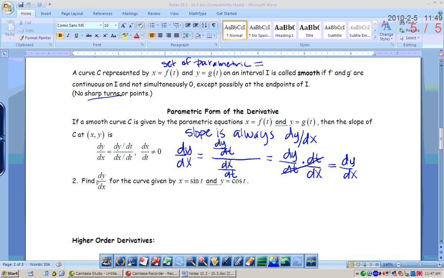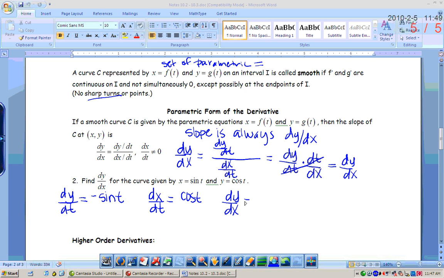So find dy/dx for the curve given by x equals sine t and y equals cosine t. So we're basically trying to find a formula for the slope of those parametric equations. So dy/dx is going to be with respect to t. So dy/dt equals, derivative of cosine is negative sine t. And dx/dt equals what? Cosine t.